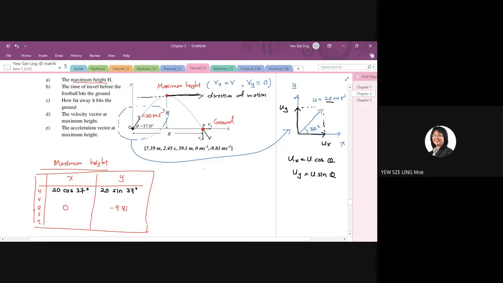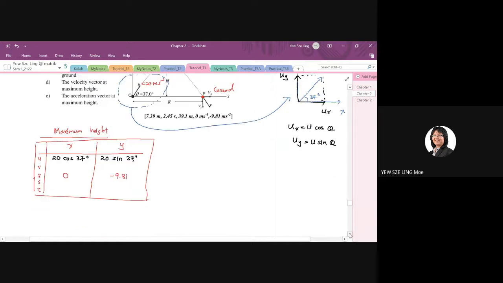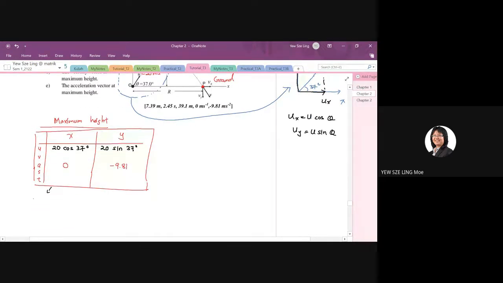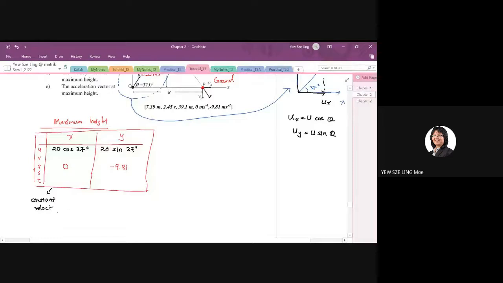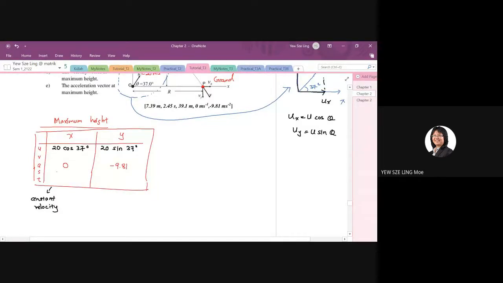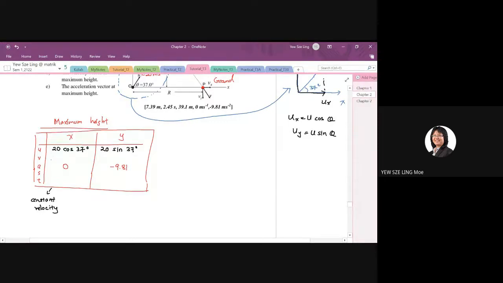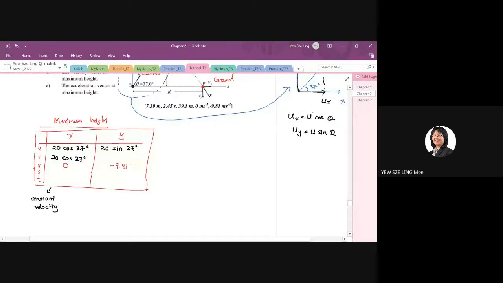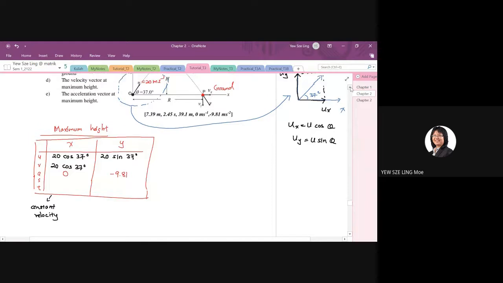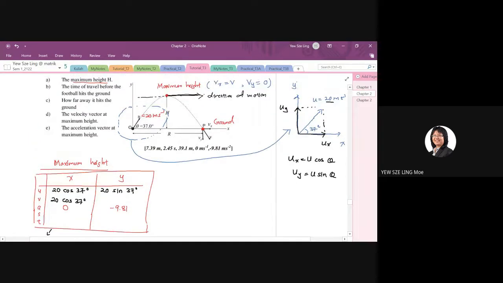How about Vx? We know that for the x component, the object is moving with constant velocity. Always tell yourself that in the x component the object moves with constant velocity. So when you have Ux, it means you have Vx as well. So Vx is 20 cos 37 degrees. Then Vy: at maximum height, if you look at the diagram, Vy is equal to 0. Therefore, you can substitute 0 in the table.